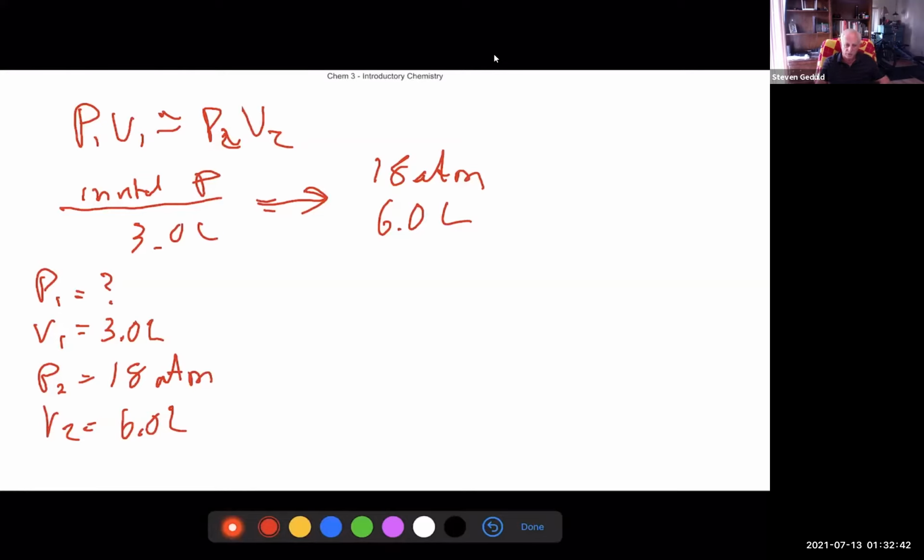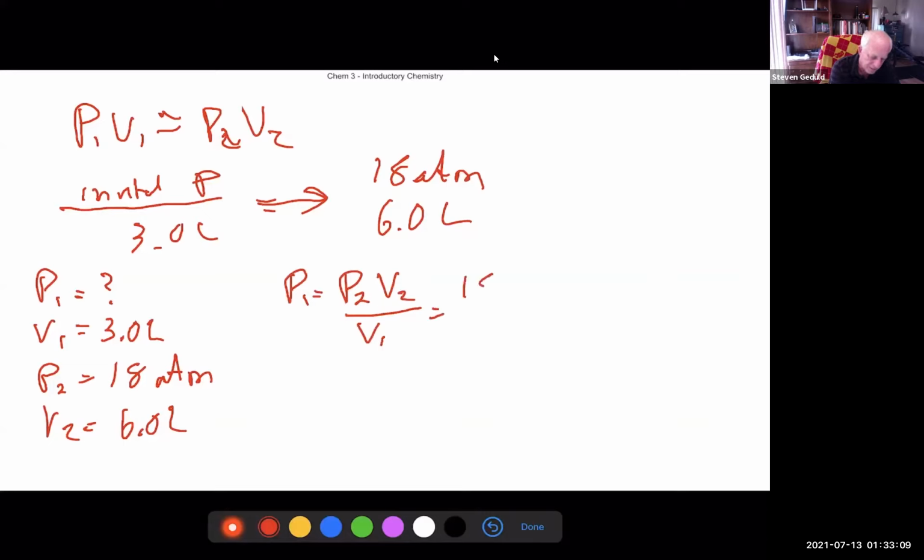Okay, so we're not changing the number of moles. That's constant. That's not getting affected. We're not changing temperature. When we change the temperature, then it gets a little more complex of a formula. But right now, all we're changing is the pressure and the volume. And that's related by our formula. So we're looking for P1. So solve our equation for P1. P1 equals P2 V2. And let's divide both sides by V1. And then plug your values in.